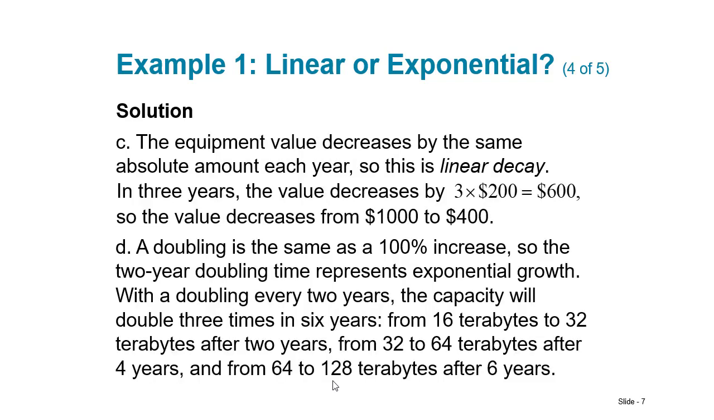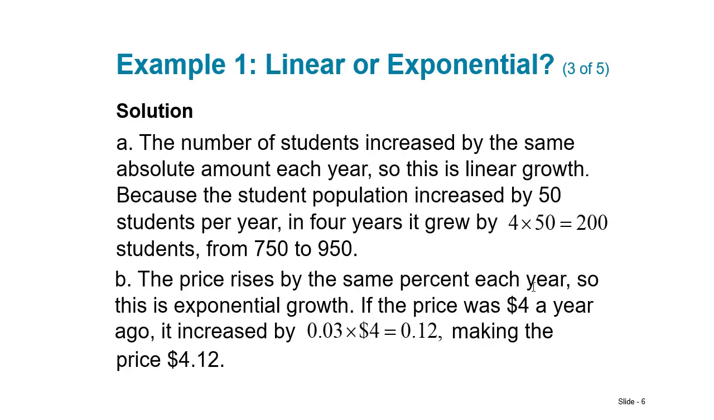The price of milk rises by 3%. So this is exponential growth. If the price was $4 a year ago, it increases by 3%, 12 cents, making the price $4.12 in 1 year, right? If we wanted to figure out what it would do in 2 years, then we would have to take $4.12 and multiply that by 3% and add that much back, right? Or basically multiply it by 103% each year.